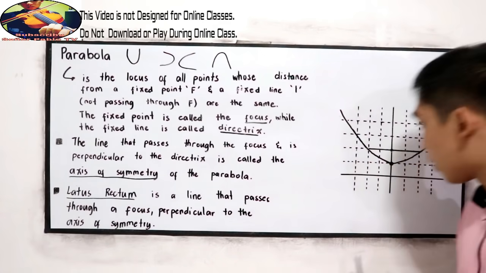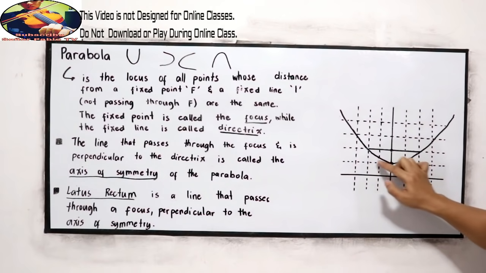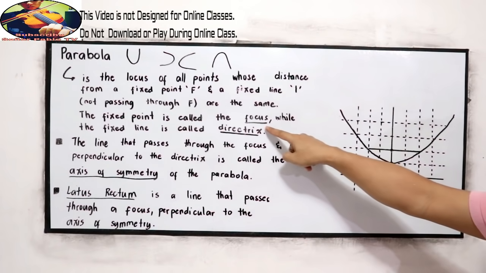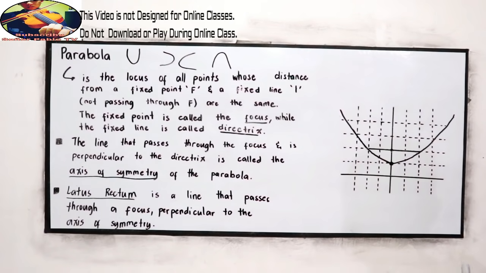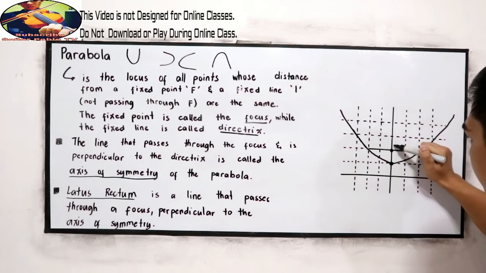Let's say this is our parabola, this curve. And this curve opens upward. We have here the focus. That is the fixed point. So where is our focus here? This is our focus.